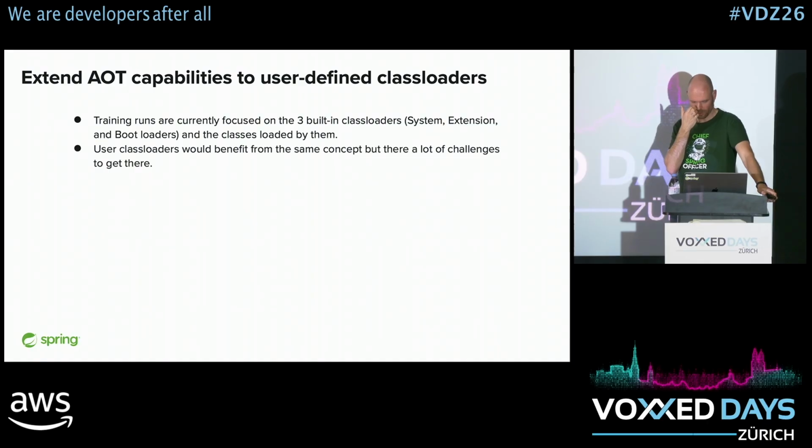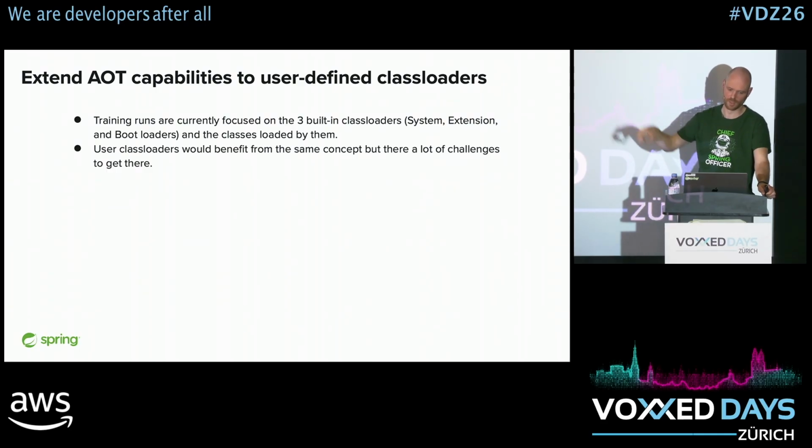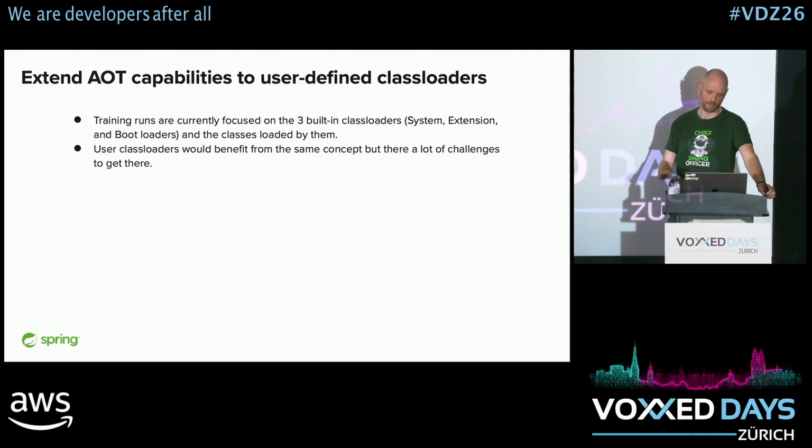The JDK team also wants to extend the AOT capabilities to user-defined class loaders. This was the reason why we had to extract the Spring Boot jar file, because it can't handle the customized class loaders, which we install to load jars inside jars. The training run is currently focused on the 3 built-in class loaders: system, extension, and boot loaders. The boot loader is not the Spring boot loader, it's the Java boot loader. That's a different thing. And the classes are loaded by them.